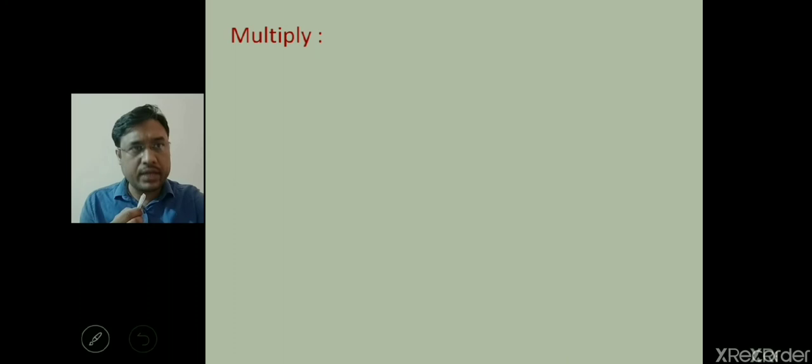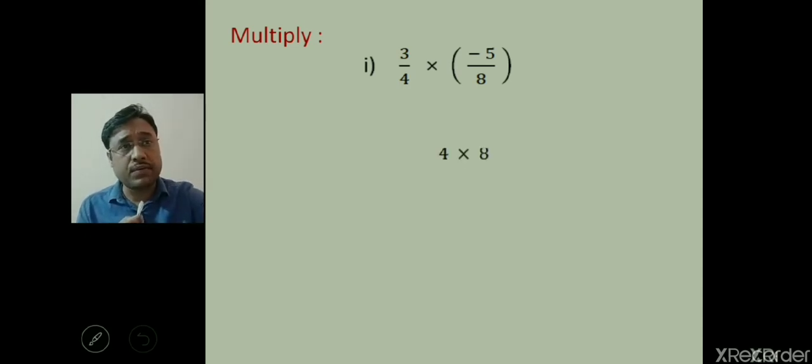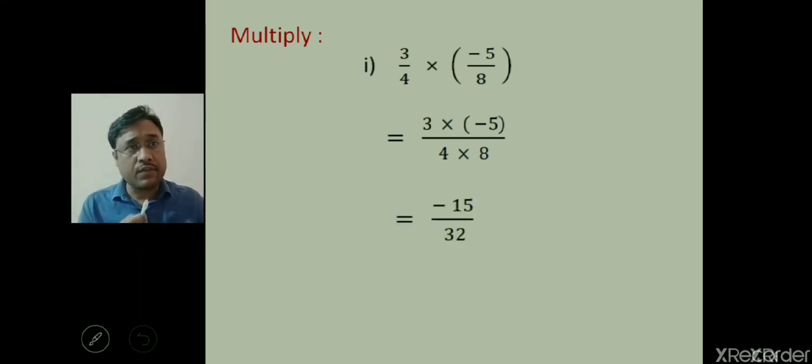Now next we have this question: multiply 3 by 4 into minus 5 by 8. So here any of the numerator and denominator is not divisible. So simply we will multiply the numerators with numerators and denominators with denominators. So 3 into minus 5 and 4 into 8, giving the result minus 15 by 32. So this is the final result here.